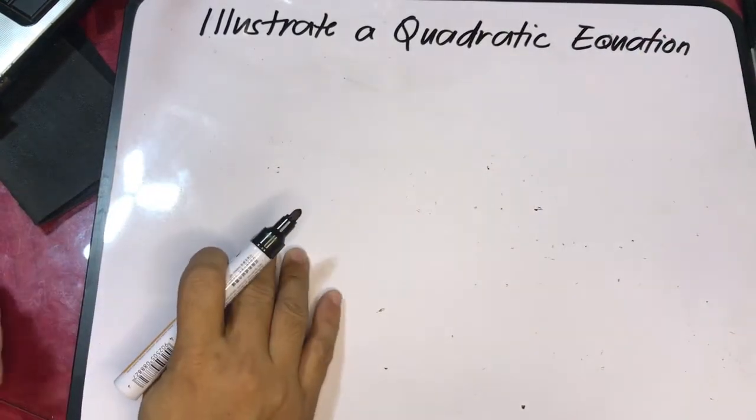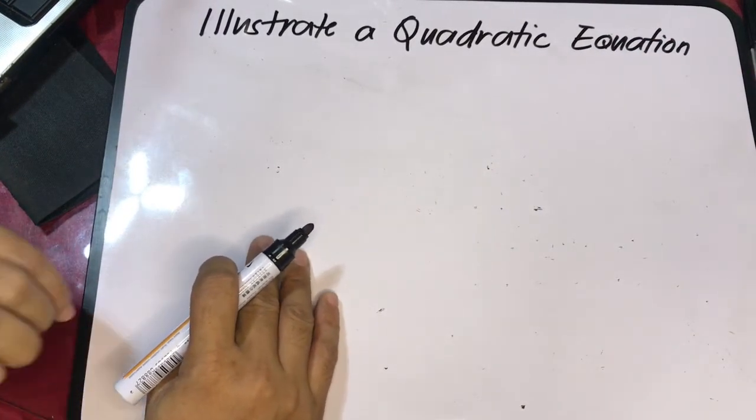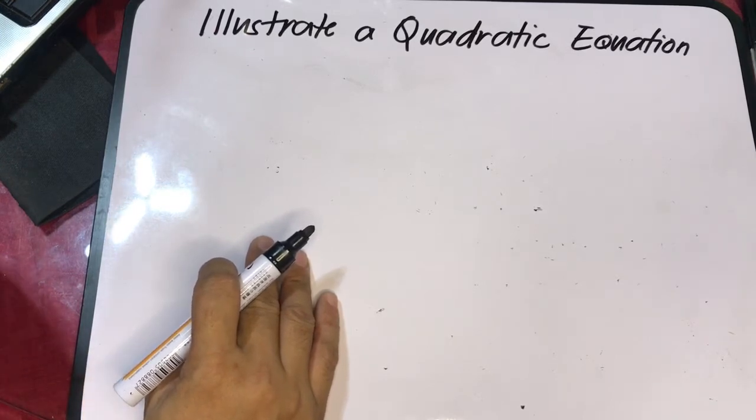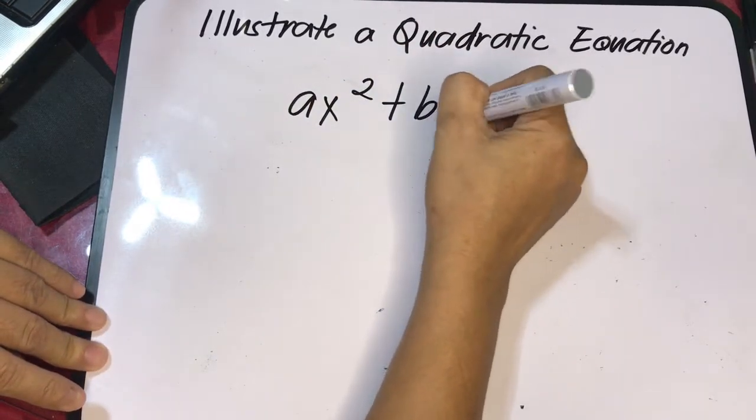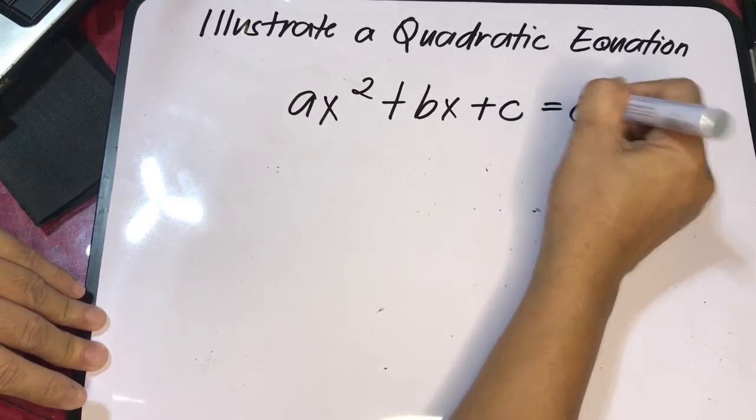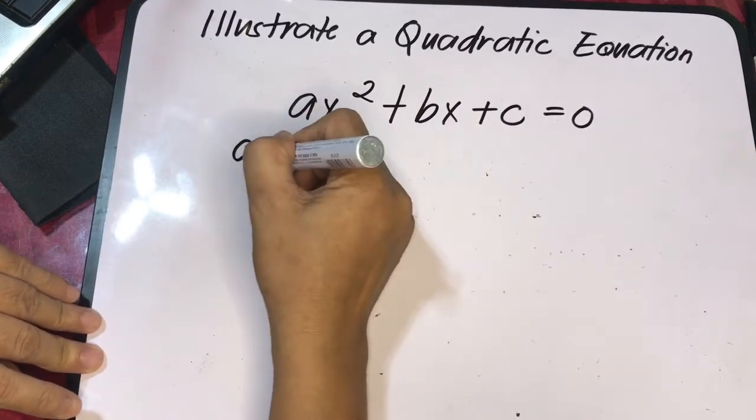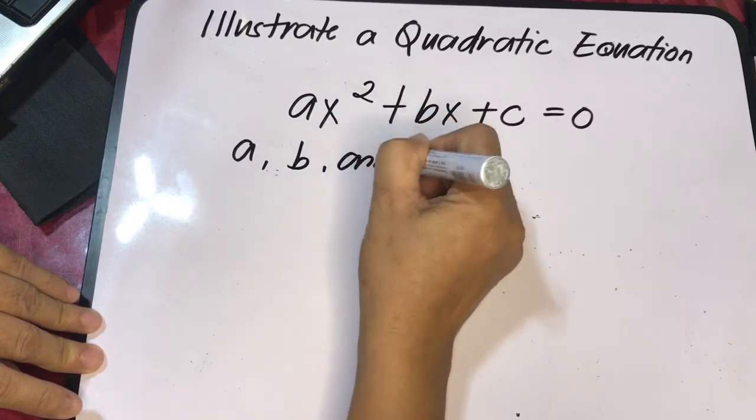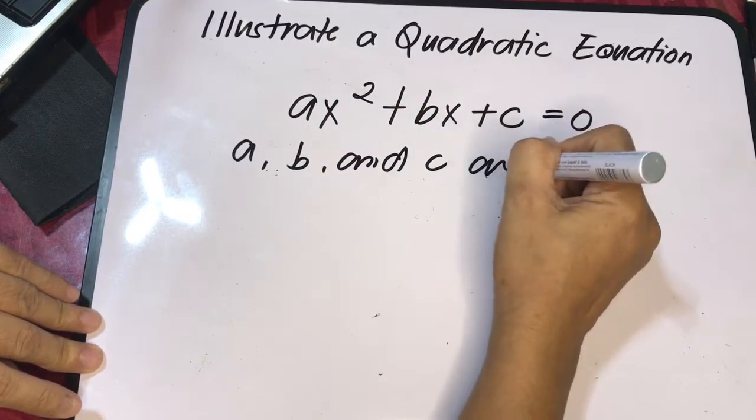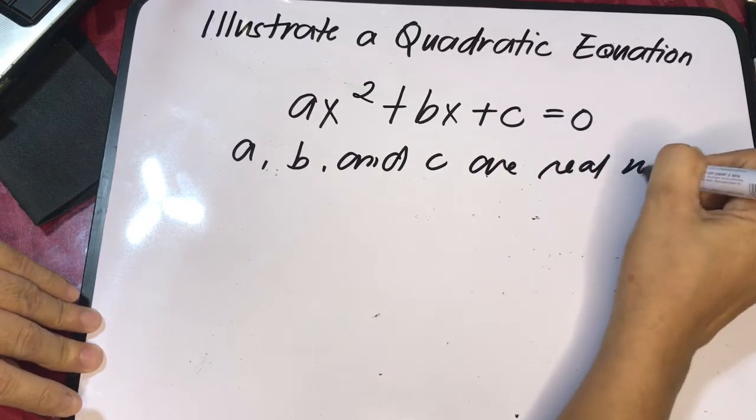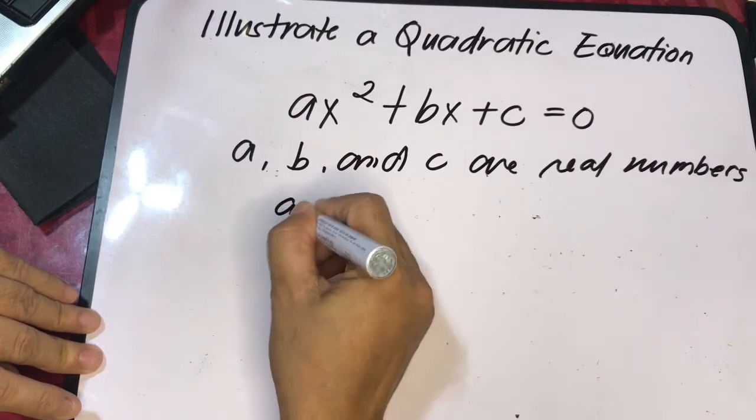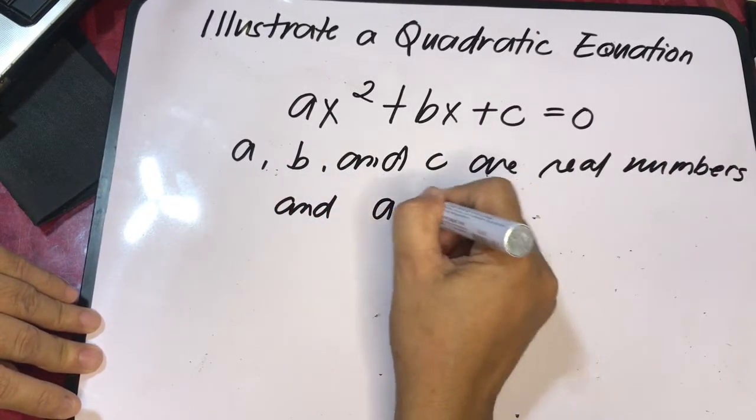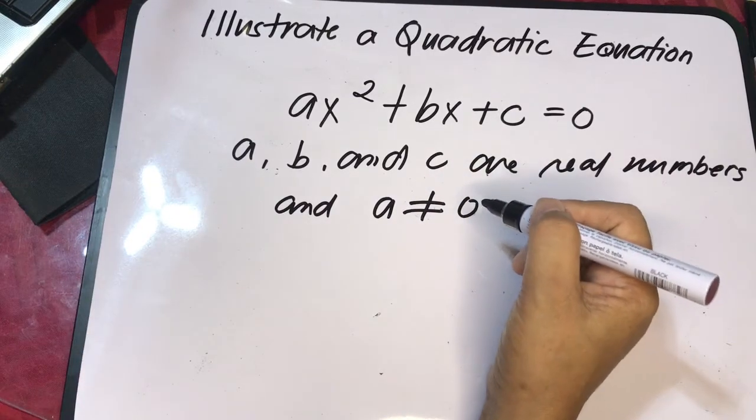Okay, so we learned from the past that a quadratic equation in one variable is a mathematical sentence of degree 2 that can be written in the form of ax squared plus bx plus c equals 0, where a, b, and c are real numbers and a is not equal to 0.